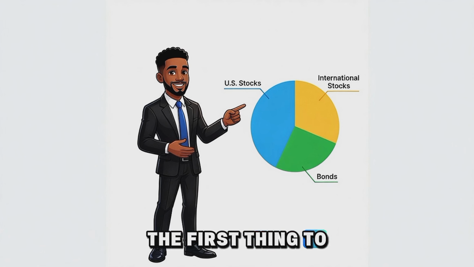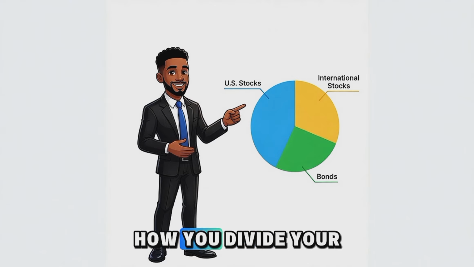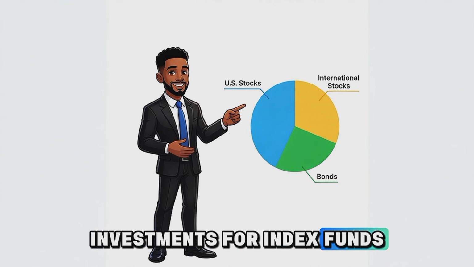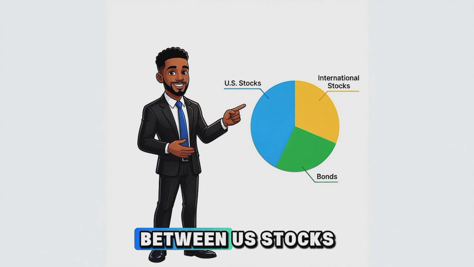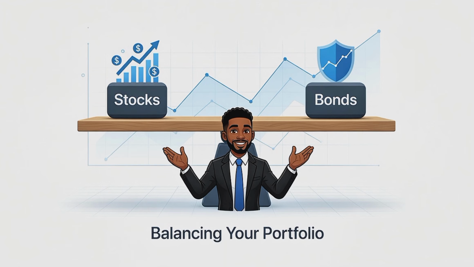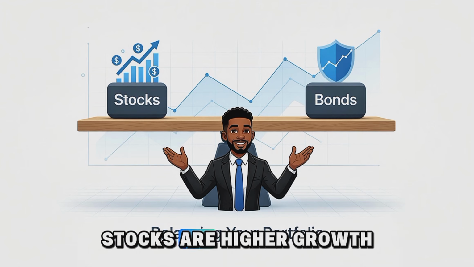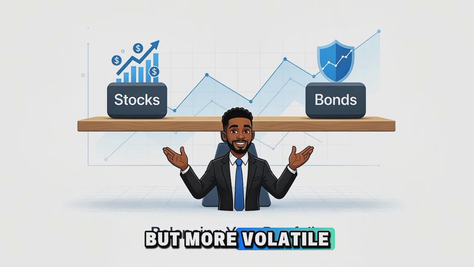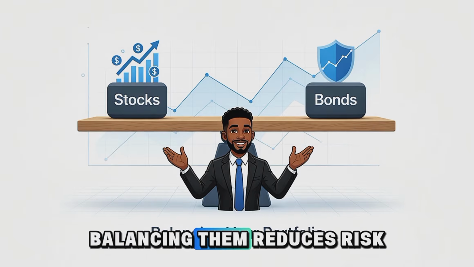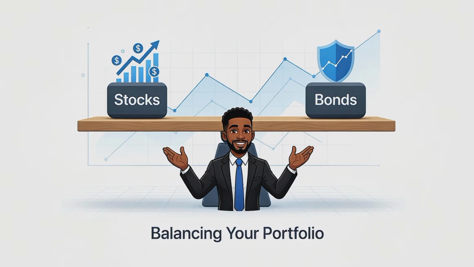The first thing to understand is asset allocation. This simply means how you divide your money across different types of investments. For index funds, it usually means splitting between US stocks, international stocks, and bonds. Why does this matter? Each type behaves differently. Stocks are higher growth but more volatile. Bonds are lower growth but add stability. Balancing them reduces risk while keeping long-term growth potential.